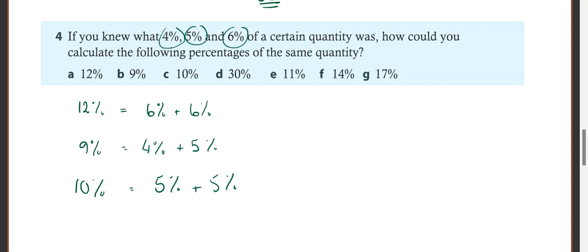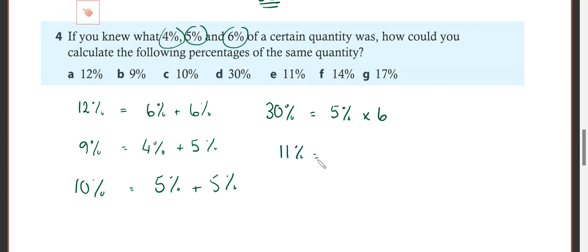Okay, ladies and gentlemen, let's see then. 10% I've done as 5% plus 5%. 30%. Anna? 5% times 6 is one option. There are other options. Yeah, we've worked out 10%, but there are other options.